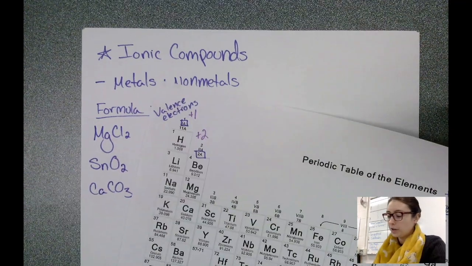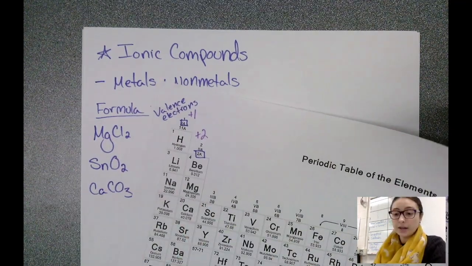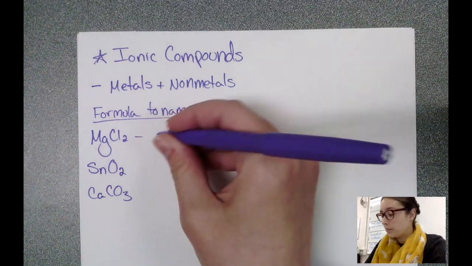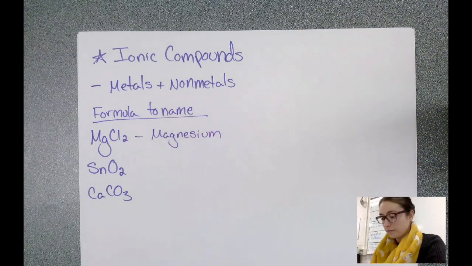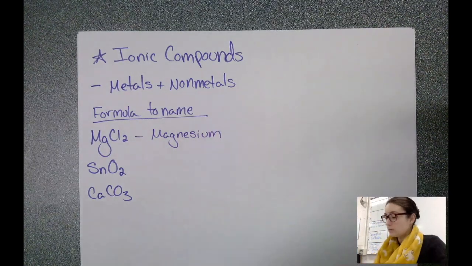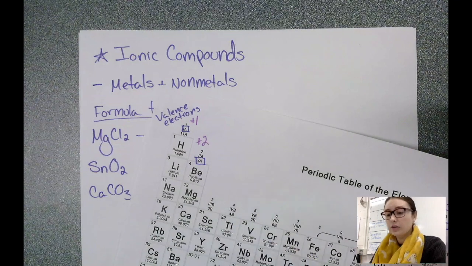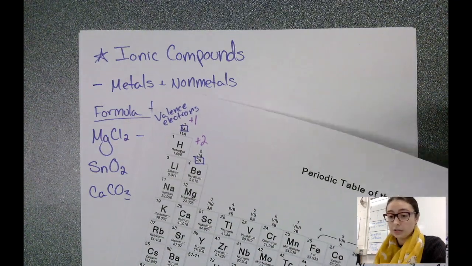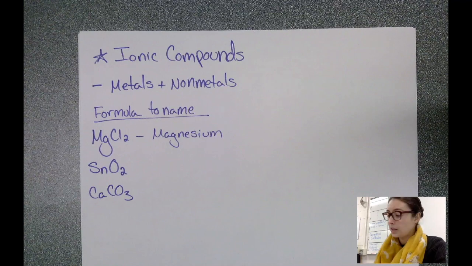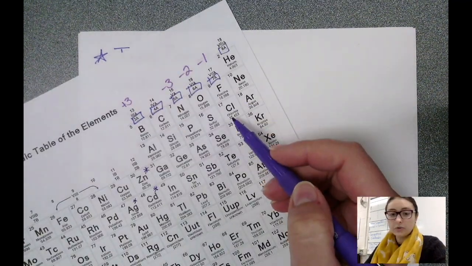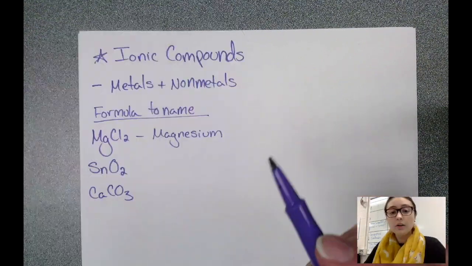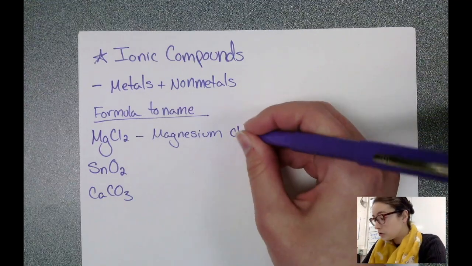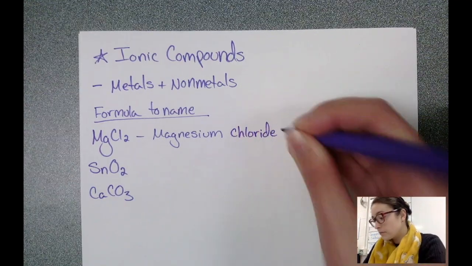You pull out your periodic table, you'd find that it is indeed magnesium. So we're just going to write the name of that first element. Magnesium is not a transition metal, so we don't need to do anything special about indicating its charge. We can just leave it as its name. Then I'd find Cl. Cl comes from chlorine. We're always going to change the ending of that second element, though, to -ide. So chlorine is going to become chloride. And that's all there is to it.